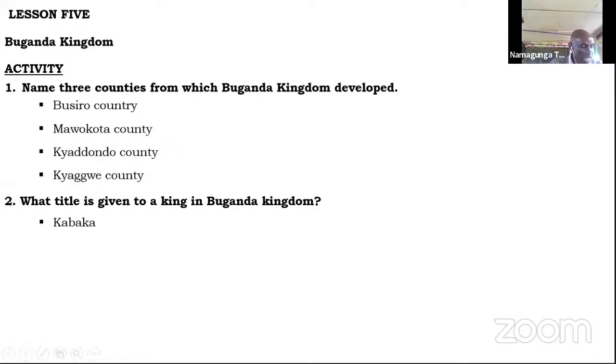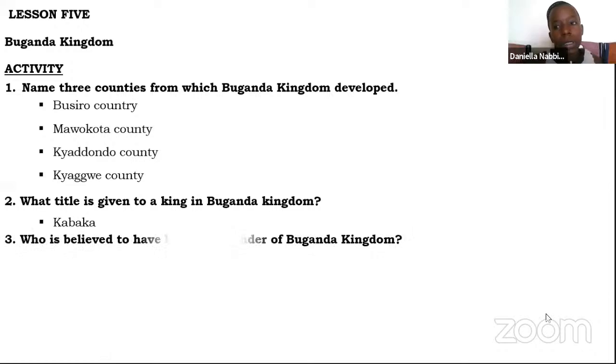Nambiru Faith, read for us number 2. What title is given to a king in Buganda Kingdom? Thank you, Faith. Kauchi Nicole, give us the answer. Thank you, Kauchi. That one is Kabaka. Now go to number 3.